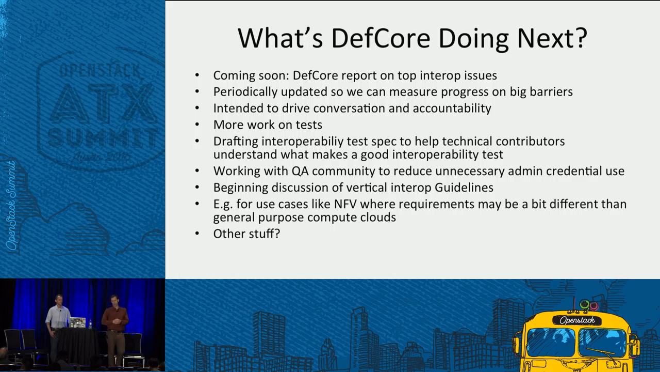So coming soon, the DevCore Working Group is putting together a report on the top interoperability issues. Do you know when the deadline for that report is? It will probably come out around the time of the next summit. Yeah. So look for that in Barcelona. And it's going to be periodically updated so we can measure the progress on the big barriers.